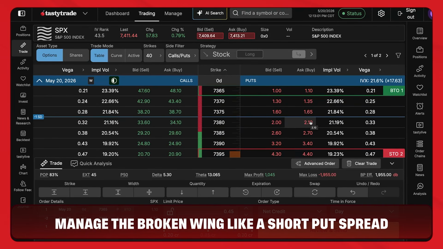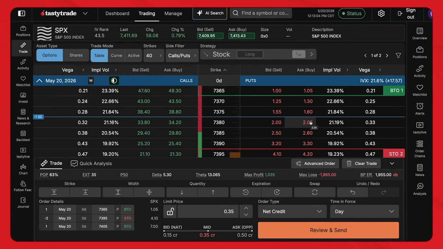Because here's what happens. If I put this on for, let's say, a 55-cent credit, in other words, remember, I'm buying that butterfly and selling the put spread, combined gives me that credit. And I do this as one single trade, by the way. I don't do this as two trades. I don't do a butterfly and a short put spread. I do this at one time. But I manage this as the short put spread.